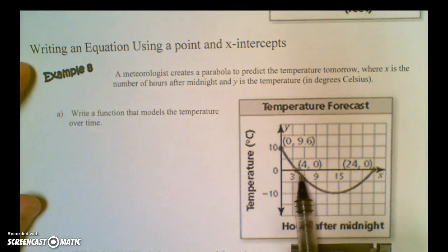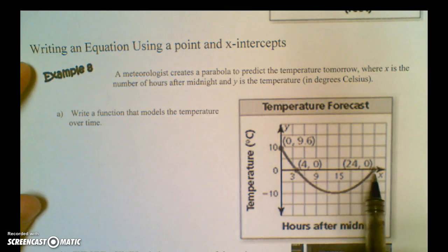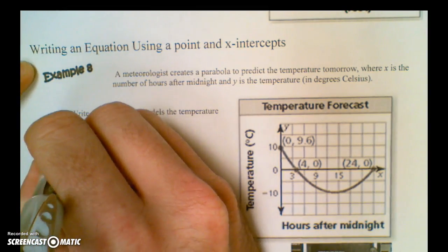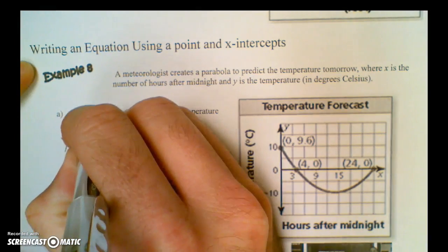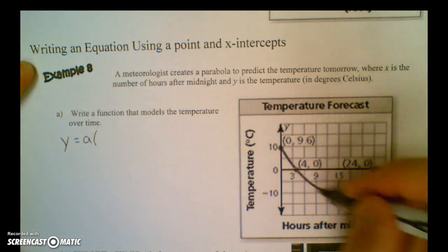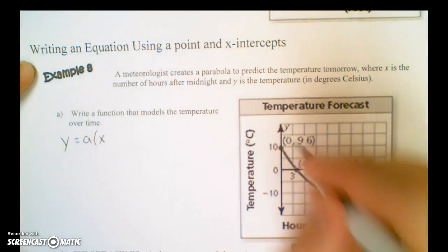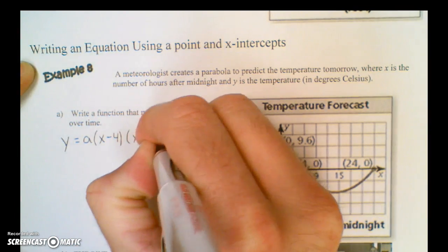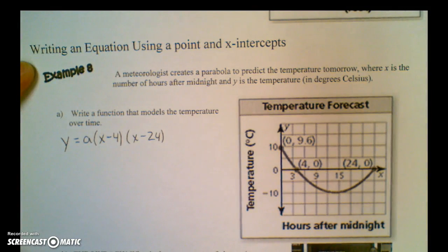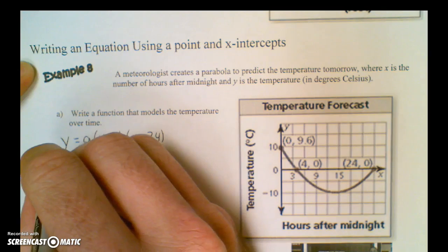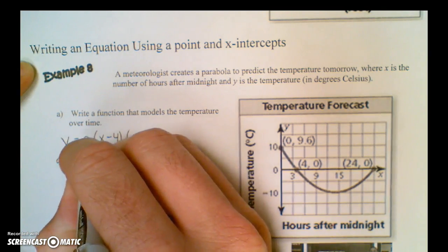Since this is given to us in intercept form, I have the two intercepts from this equation. I can use the intercept form to write the equation. Just like in example 7, I don't know the a value. I do know it's going to be positive because the graph is opening upwards. Now I'm just going to use the intercepts, x minus 4 and x minus 24, to write the equation. Now that I have that, I can plug in this point they give us, which happens to be the y-intercept, into the equation and solve for a.